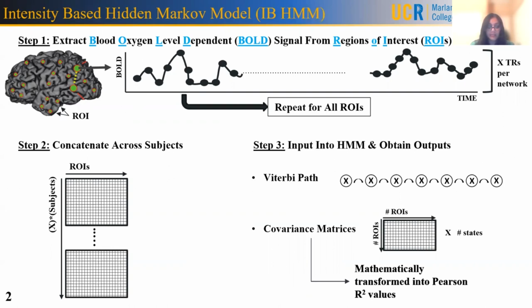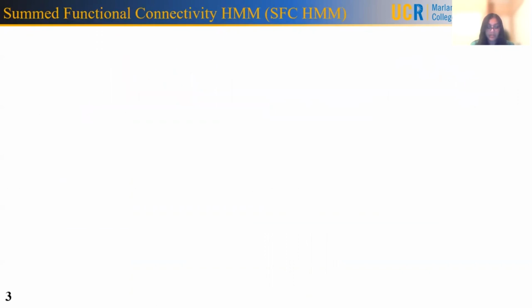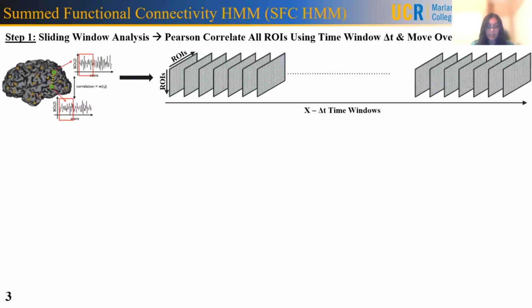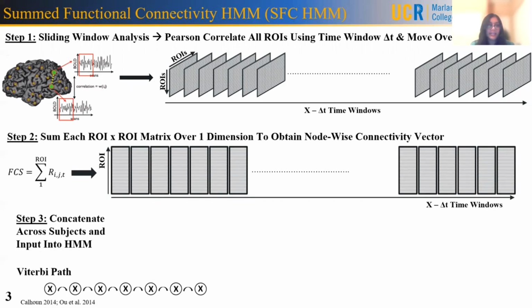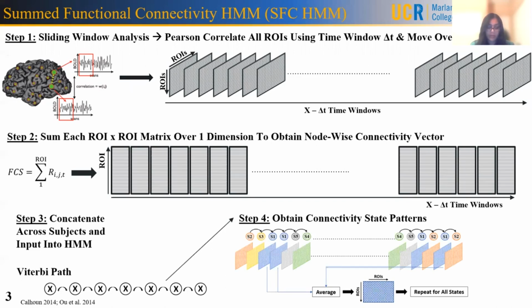And the second HMM subtype that we studied is a summed functional connectivity HMM, or SFC HMM, and is taken from literature, where once we extracted the bold signal from predefined ROIs, we employed a sliding time window analysis and then summed the resulting correlation matrices across one dimension to create a vector. And then using that information, we concatenated it across subjects and then fit that to an HMM. And so to obtain connectivity states, we turn to our Viterbi path and line it up with our series of ROI by ROI matrices and average each matrix corresponding to where the Viterbi path labeled a state to be active.